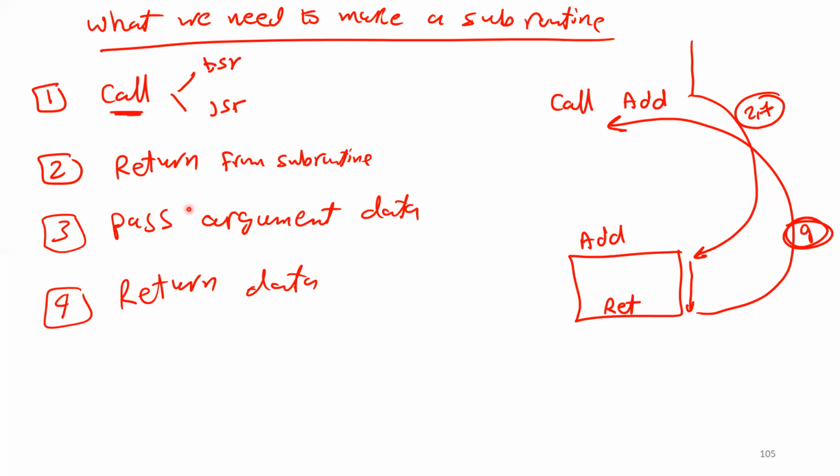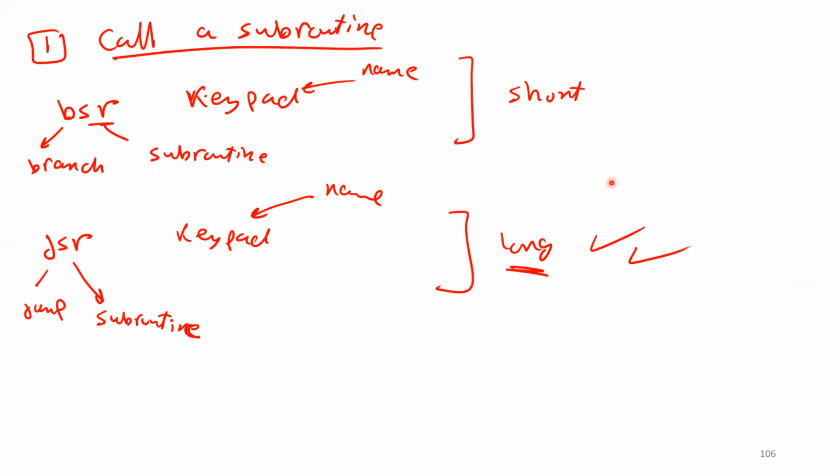Okay, guys. So now, to make any subroutine in any programming language, you have to find a mechanism or a way to go. You have to have a way to return. You have to have a way to pass data. You have to have a way to return data from a subroutine, right? So now I'm going to explain them. How can we do these four things in assembly? Let's start with the first one.